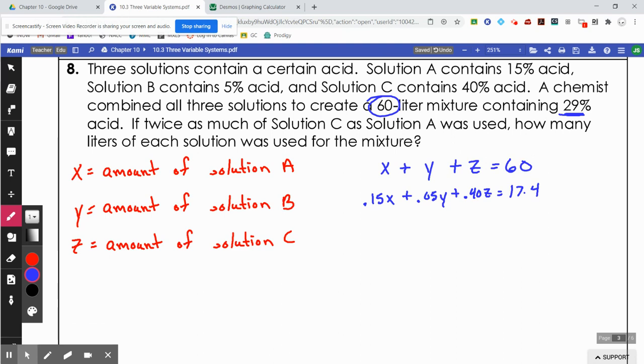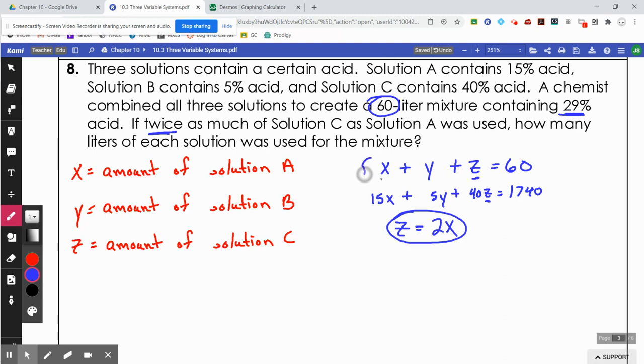And again, we can multiply everything by 100, and that would get rid of this decimal. It's going to turn this into 5y, this into 40z, and this into 1740. So if you want to clean up those decimals, that would help. And the last thing we know is there's twice as much solution C as solution A. So the amount of solution C that we use is double the amount of solution A. We like this equation because now everywhere we have a Z, we could replace it with 2x.